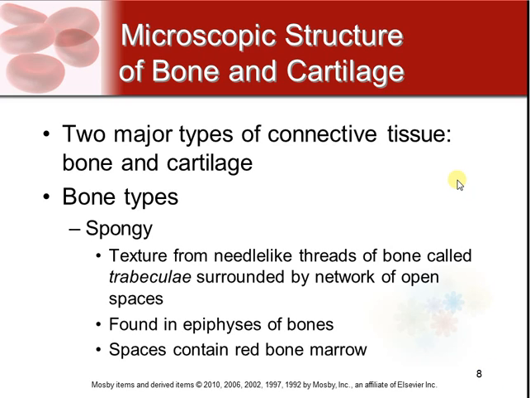So your bones are a type of connective tissue. And there are two different types that are associated with bones. That's the actual bone tissue and the cartilage. So for the bone types, like we were talking about, we have this spongy texture. And there's a lot of texture to it because there are these needle-like threads called the trabecula that are surrounded by all of these open spaces. And this is what's found in the epiphysis of the bones, or in between those compact layers on a flat bone. And this is also the space that contains red bone marrow.